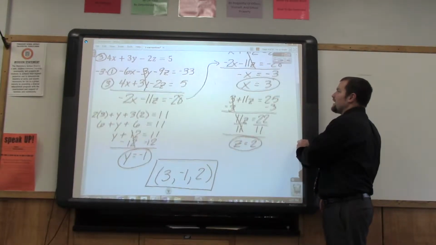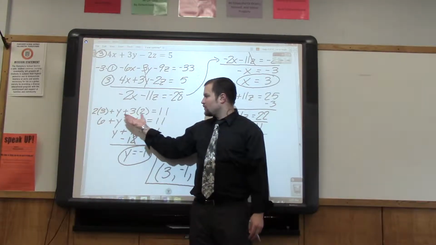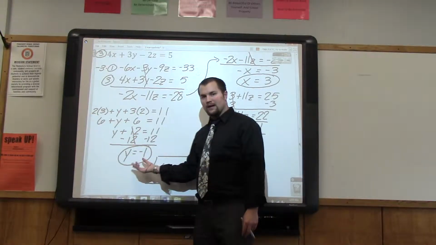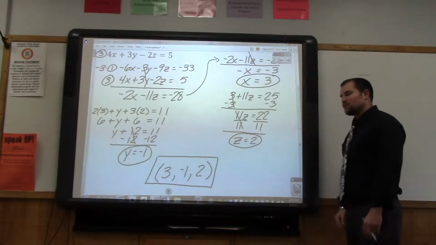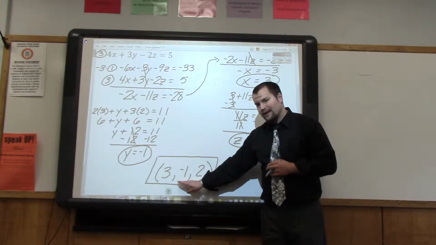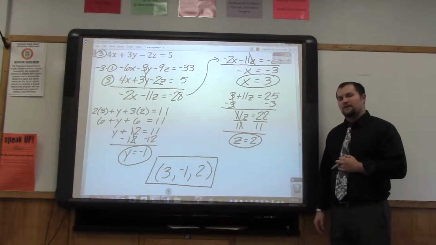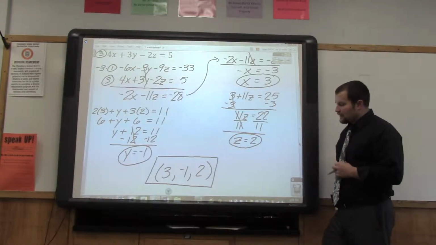And then the values of x and z go back into one of our original equations in order to solve for y. So I found y to be -1. This is a solution in 3-dimensional space: x equals 3, y equals -1, and z equals 2. So this is where the graphing calculator can be a huge tool. This is how I kind of introduced it.